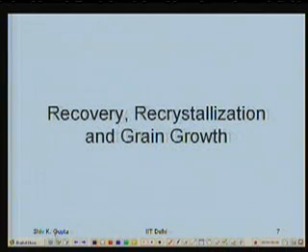Today we'll talk about another transformation. In that transformation, there are three things happening together: recovery, recrystallization, and grain growth. One after the other in sequence. First occurs recovery, then occurs recrystallization, and finally the grain growth. Some people do not refer to this as a phase transformation, they refer to it as a structural change. There are certain differences between the classical transformation and this. We shall discuss that. But first of all, where does this transformation occur?